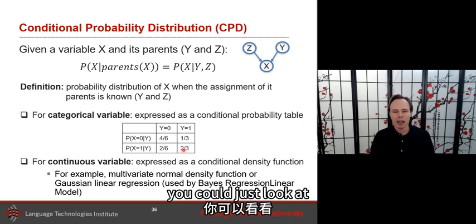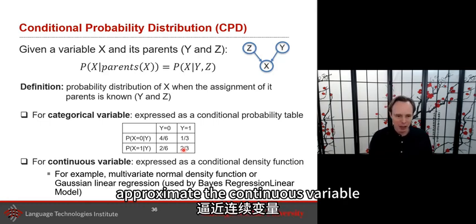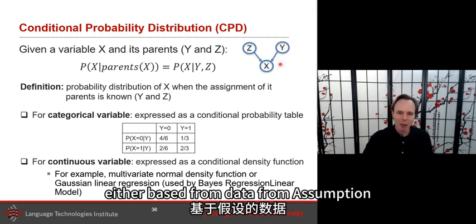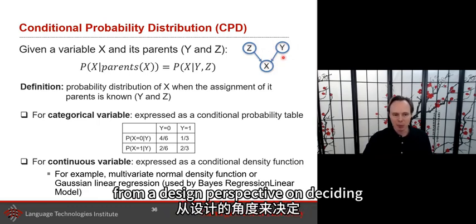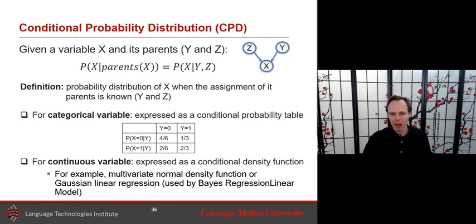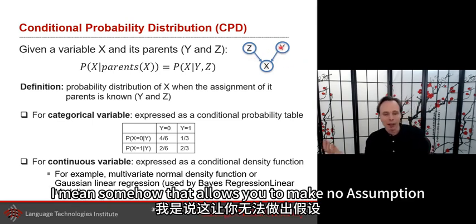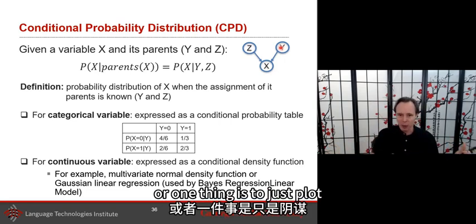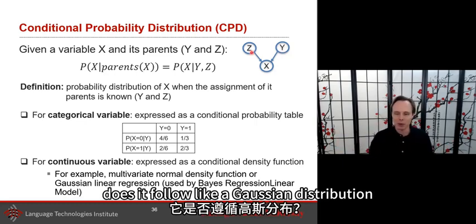You could just look at a Gaussian distribution as a way to approximate the continuous variable. A lot of the time these are based on data or on assumption. If they're continuous, we'll make another assumption from a design perspective on which kind of probability distribution is likely to model this well. And if you don't know, some models allow you to make no assumption, that's the extreme case. Or one thing is to just plot the relationship between y and x and see, does it follow a Gaussian distribution?